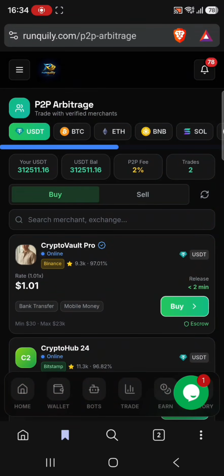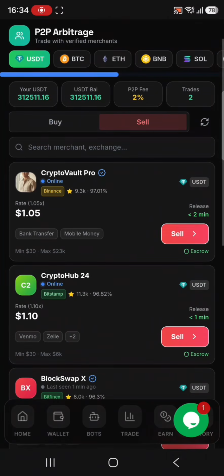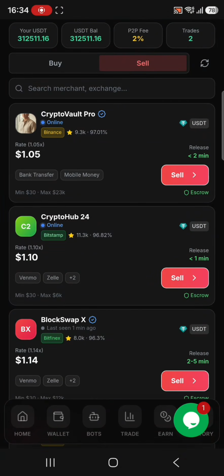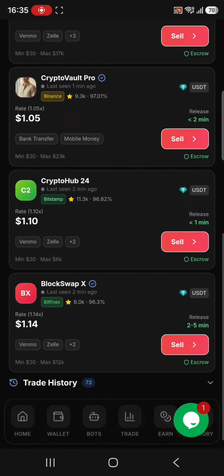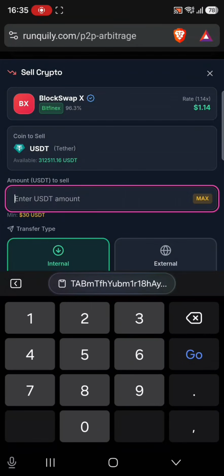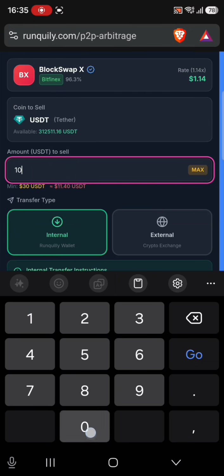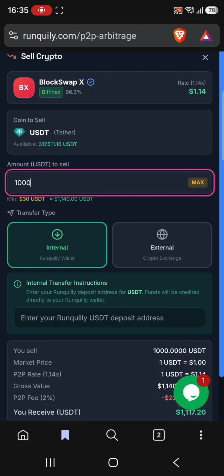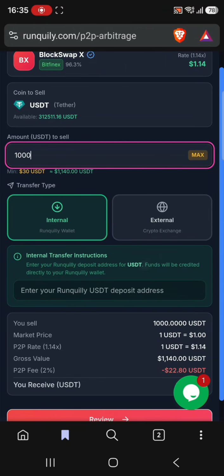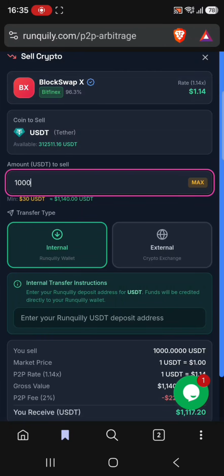So our arbitrage opportunity today, we'll be selling at least 100 or 500 USDTs because we have the money. We'll be selling to this guy, Blockswap X. He's verified, as you can see, and he is rated 96% release rate. So that is a very good crypto arbitrage trader. So I'll be trading with 1,000, and also I'll be making a withdrawal direct to my Binance account. So after that, I'll enter my Ranquilly address because I'll be receiving in my Ranquilly.